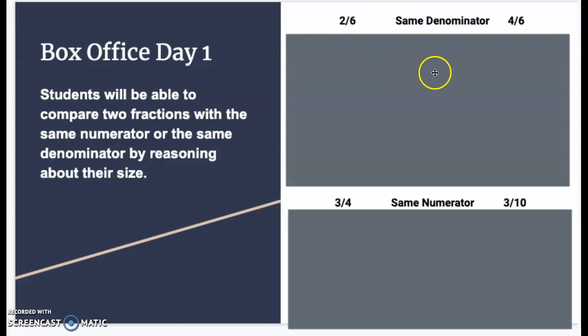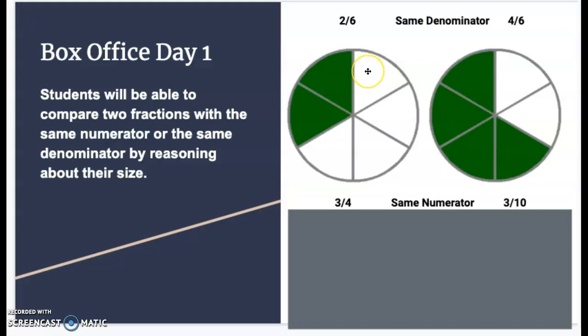So we have 2/6 and we have 4/6. Let's take a look at what this looks like in an area model. Our wholes are the same size, so we know that we can compare these fractions. Here we have 2 out of 6 pieces shaded in, and here we have 4 out of 6 pieces shaded in. So which fraction is greater? Which fraction circle has more shaded in? 2/6 or 4/6? Good, you should have said 4/6. So 4/6 is larger than 2/6.